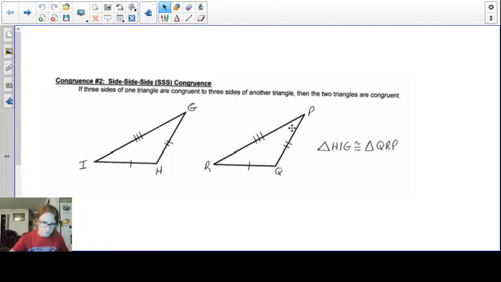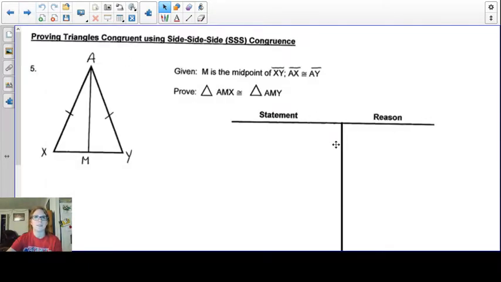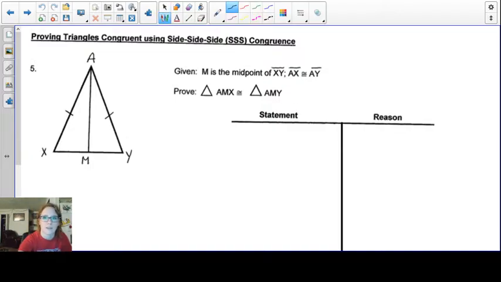So the first part, it says if 3 sides of one triangle are congruent to 3 sides of another, then they have to be congruent. Woo, common sense, right? Okay, so we're going to prove these two triangles are congruent. So we're going to start again like how we had started yesterday by talking about what we know, what information we're given.